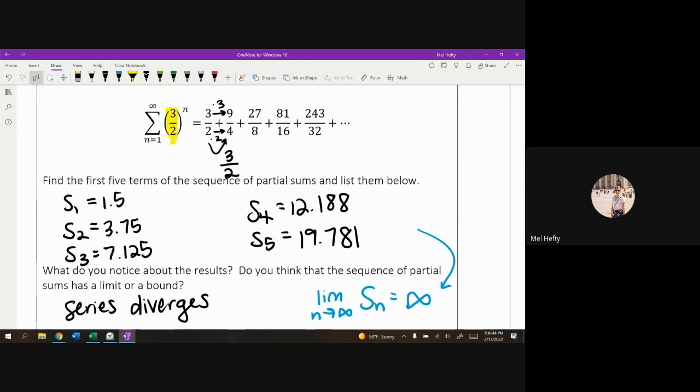The denominator and the numerator are getting bigger. Yeah, we're getting bigger every time. The terms are getting bigger. I'm adding something that's bigger and bigger and bigger. It's going to get too big.